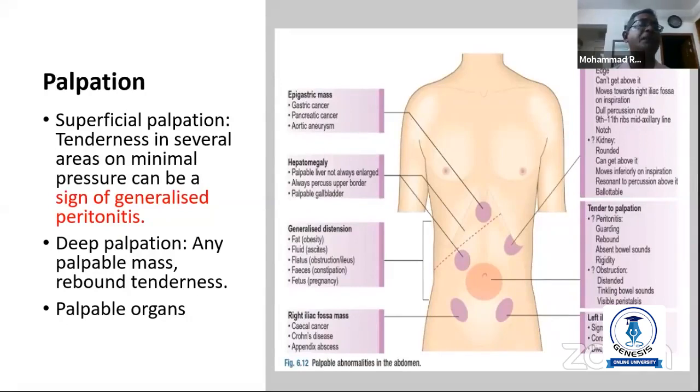So we go next to the palpation phase. In palpation, you can see the signs of general palpation, superficial palpation and deep palpation.